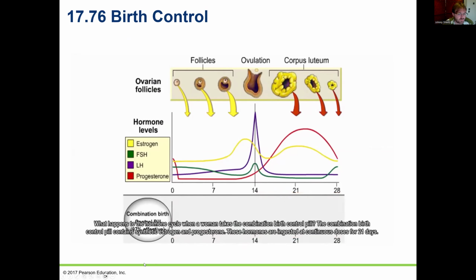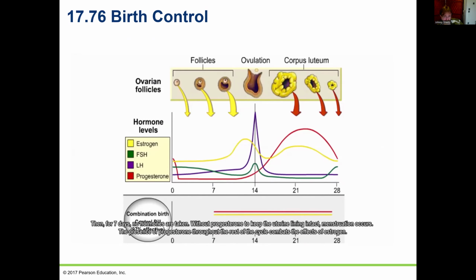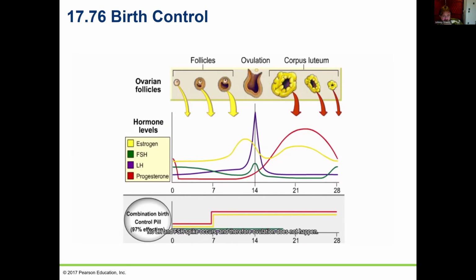What happens to the hormone cycle when a woman takes the combination birth control pill? The combination birth control pill contains synthetic estrogen and progesterone. These hormones are ingested in continuous doses for 21 days. Then, for 7 days, no hormones are taken. Without progesterone to keep the uterine lining intact, menstruation occurs. The presence of progesterone throughout the rest of the cycle combats the effects of estrogen. No LH and FSH spike occurs, and therefore ovulation does not happen.